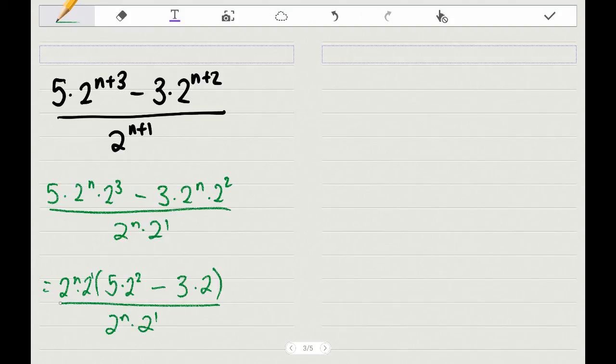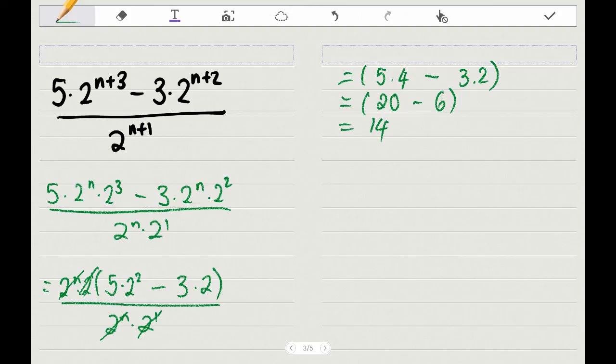Okay, so that cancels out with that, cancels out with that, and all we're left with is 5 times 4 minus 3 times 2, which is 20 minus 6, which is 14. Okay, that one was also very nice.